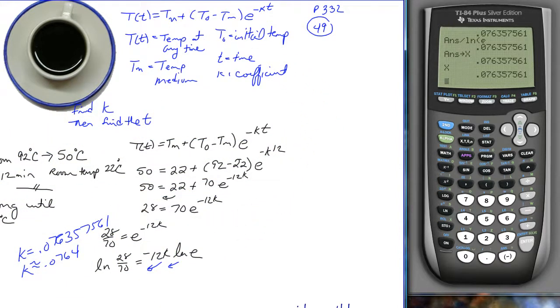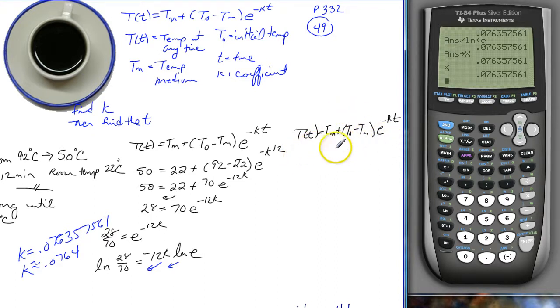And let's do it again. All right, so I'm going to write down my formula. T of t, so that's the temperature at any time, equals the temperature of the medium plus initial minus medium temperatures, e to the negative kt. And we're going to plug in our information.